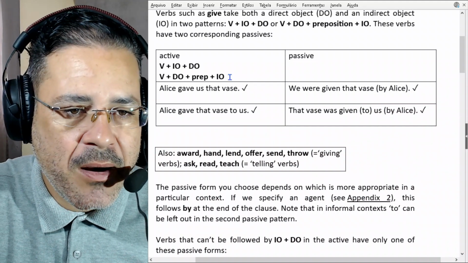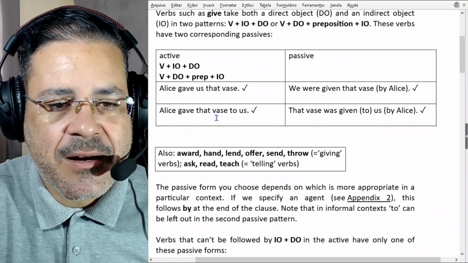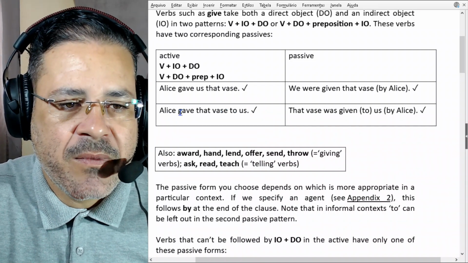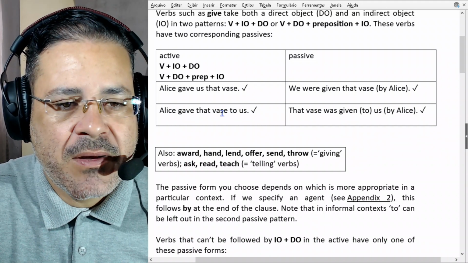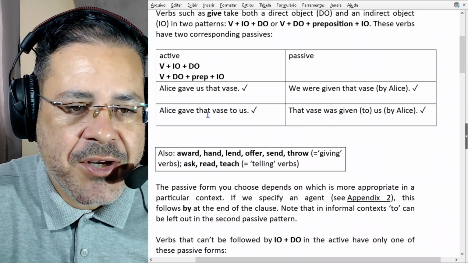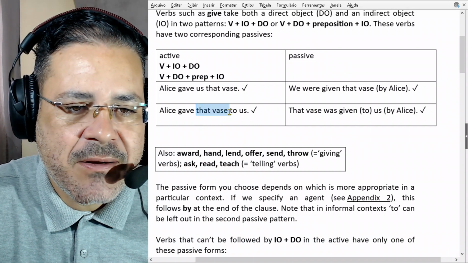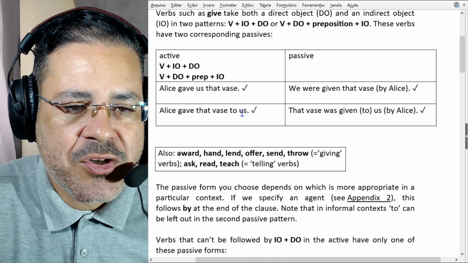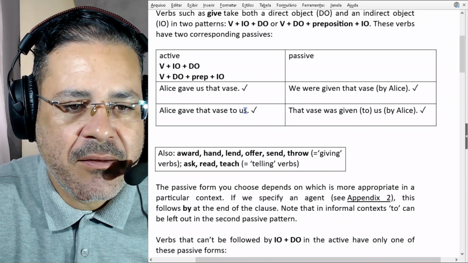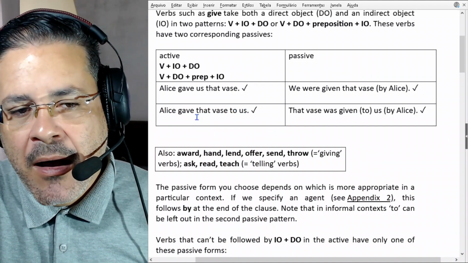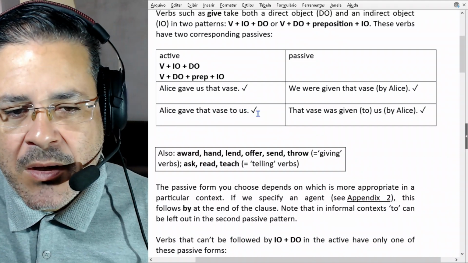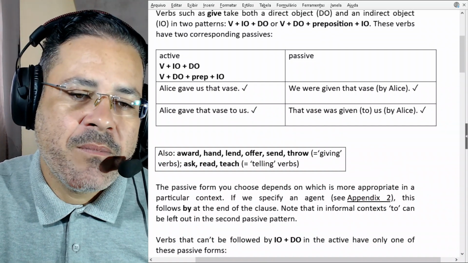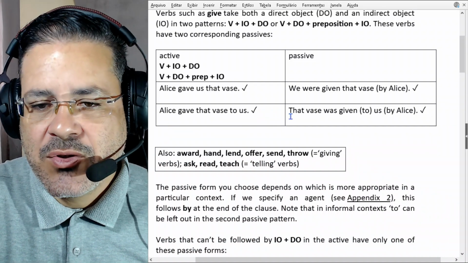Okay, in the second pattern: Alice gave that vase to us. Gave is the verb, that vase is the direct object. Then we've got to, which is the preposition, and then the indirect object. Alice gave that vase to us. So to form the passive in a pattern like that, we say that vase was given to us by Alice.